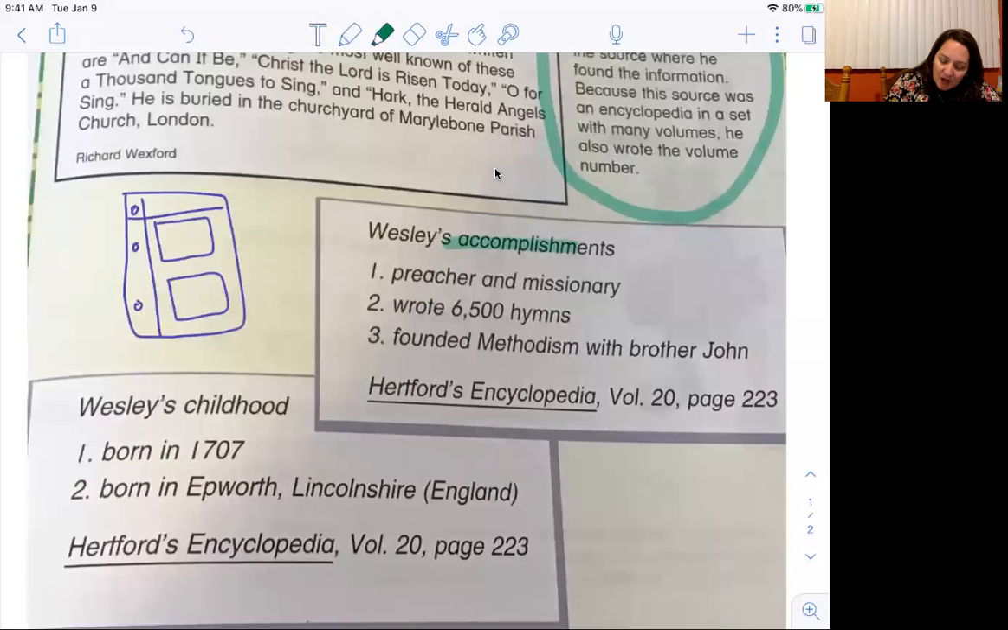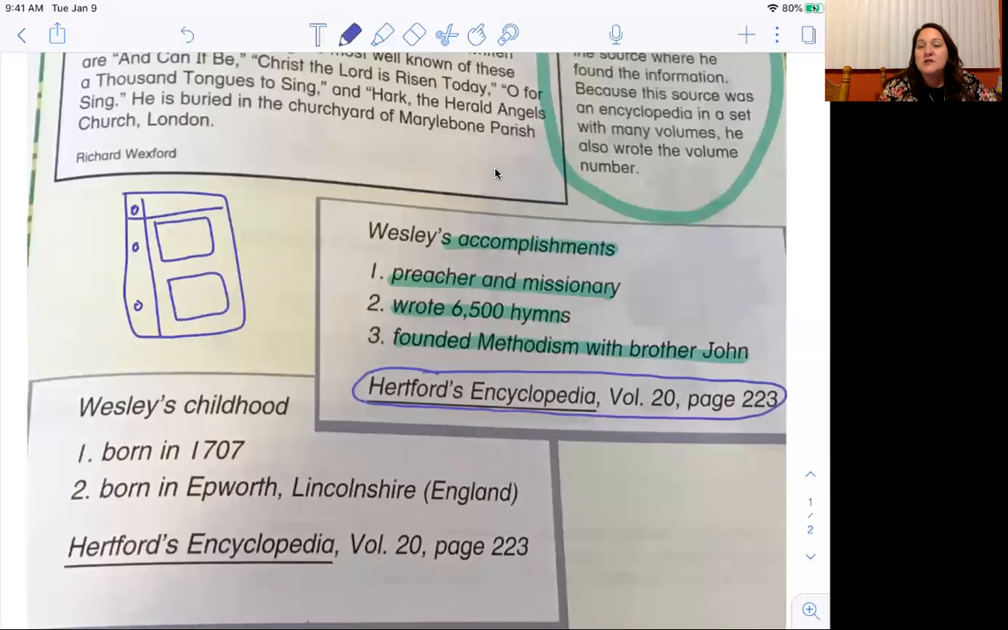One of his cards was accomplishments. And he said that he was a preacher and missionary. He wrote 6,500 hymns, and he founded Methodism with his brother John. He got this information from Hartford's Encyclopedia, volume 20, page 223. Super important that you cite where you got this from. We're going to have 3 different articles, and we can say Article 1, Article 2, Article 3. Then when we go back, we'll know which articles they are when we do the bibliography.